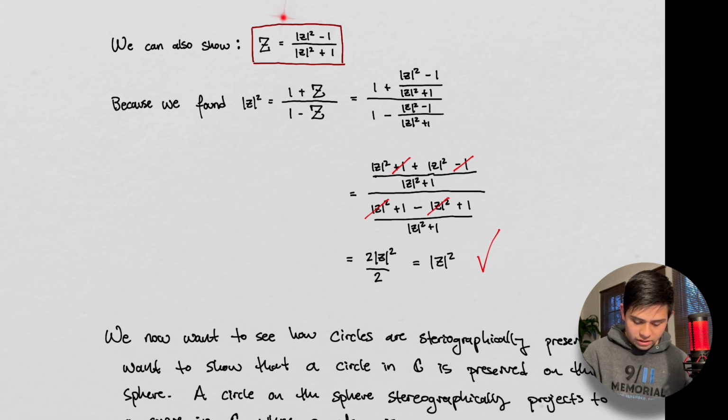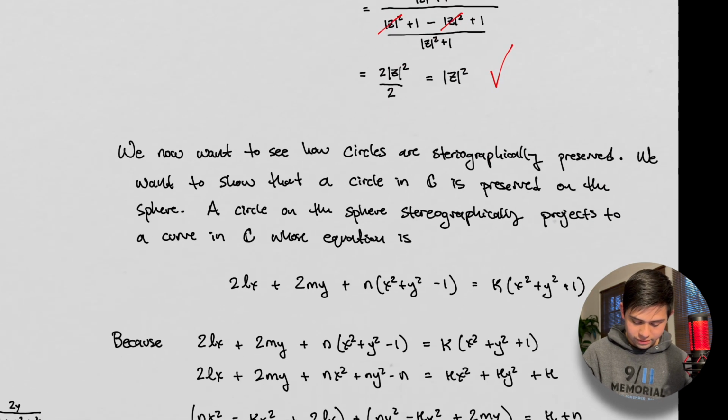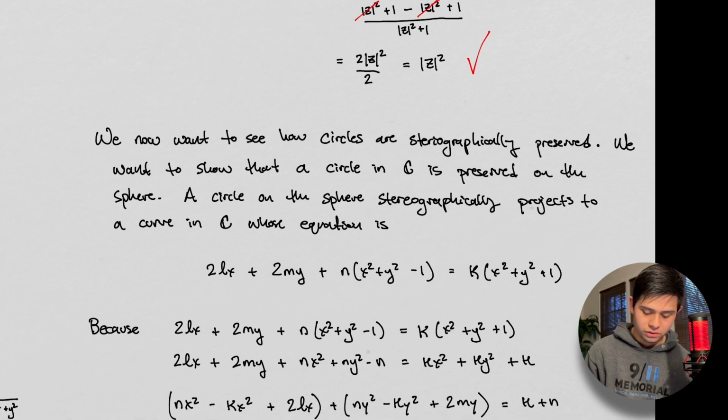We can also show this, and the way we show this relationship is through this step, because we found that this is equal to each other. If we plug this into this formula, we effectively cancel a bunch of things out, and we arrive at this point, which is that Z squared is equal to Z squared.